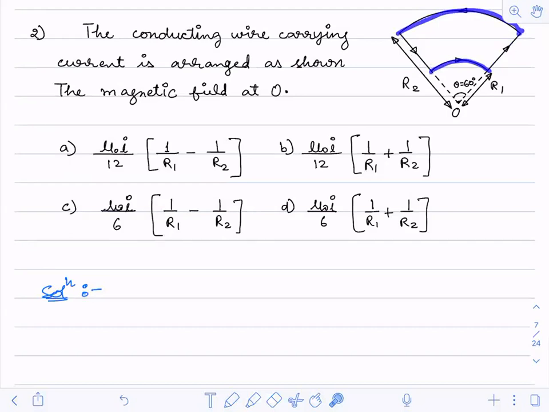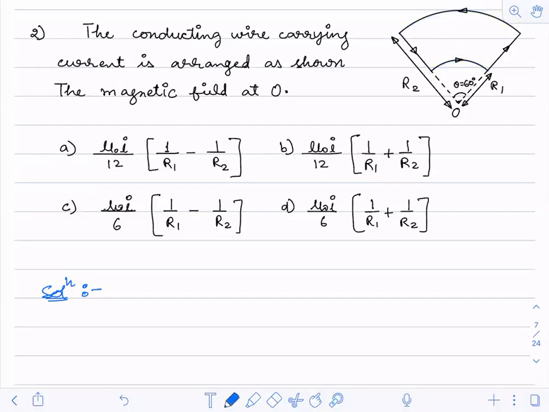Now, the direction of the current is opposite, if you can see. If the direction of current is opposite, the field will also be opposite. So let us see how to do that.